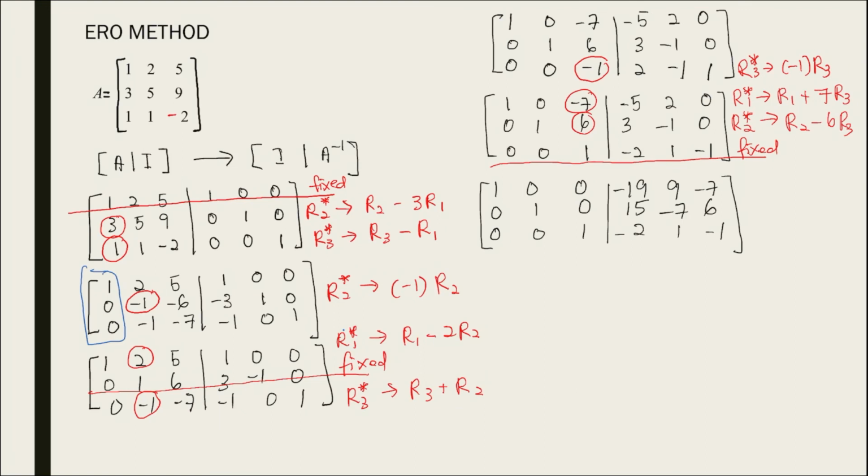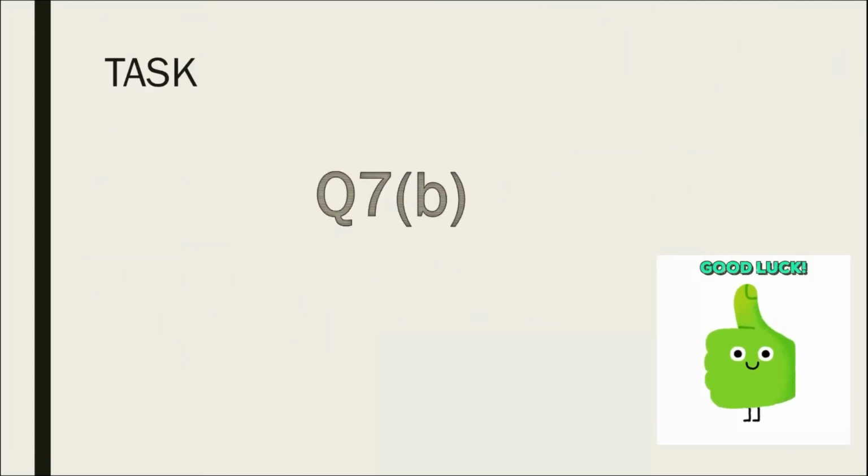So now if you see, we have the identity matrix at the left side and then we have a new matrix at the right side, which the new matrix is actually your inverse, A inverse. Then we have A inverse equals, okay, write back all the elements: negative 19, 15, negative 2, 9, negative 7, 1, negative 7, 6, and negative 1. Done. Okay, so your task next is to try and do part B, question B. So good luck to you.